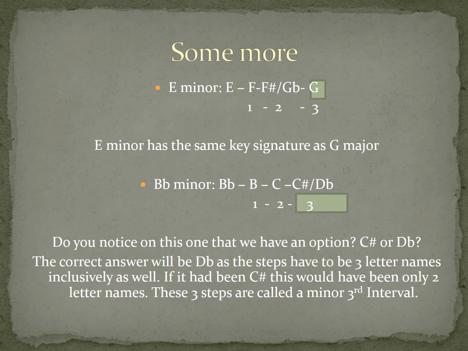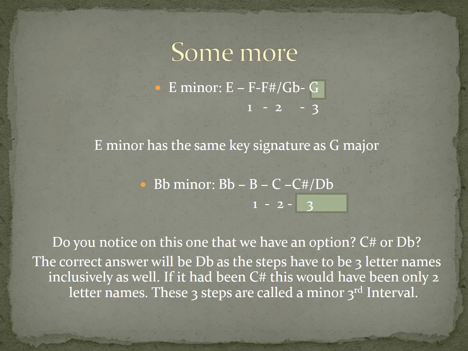Let's look at another one. B flat minor. B flat is the tonic of the key we want to find the key signature for, so we take 3 semitone steps. B flat to B would be 1, to C would be 2. Now the third step takes us to a choice of 2, either C sharp or D flat. So which one do we choose?